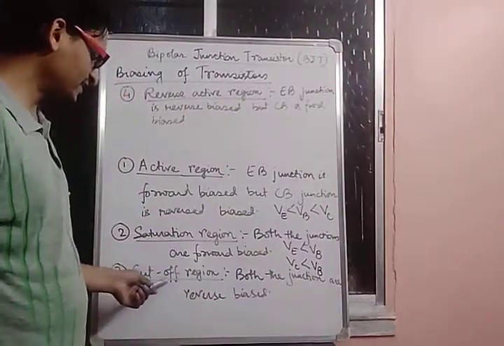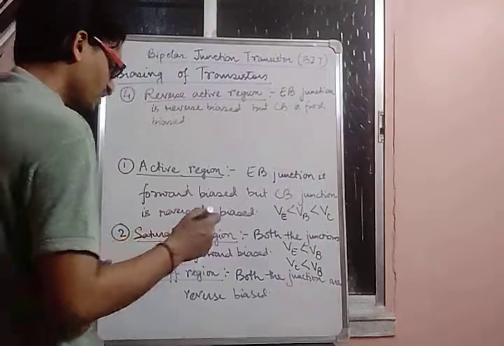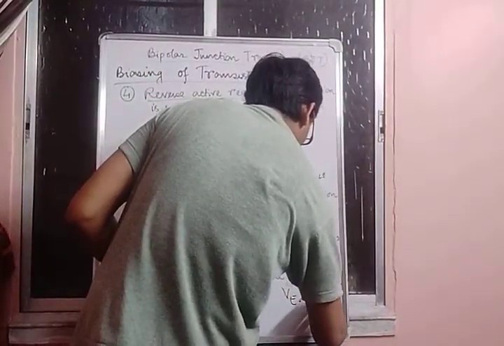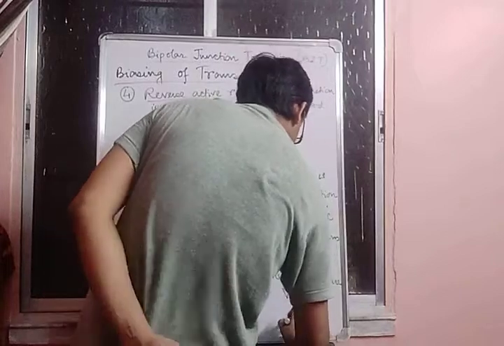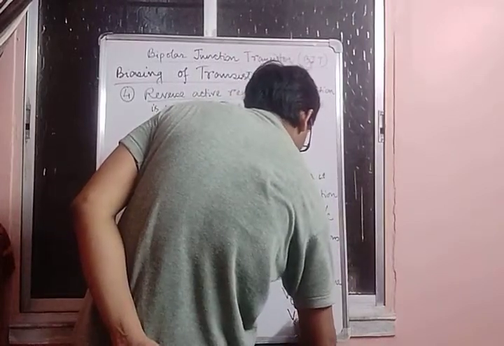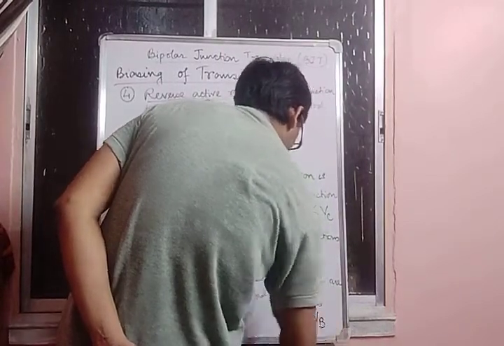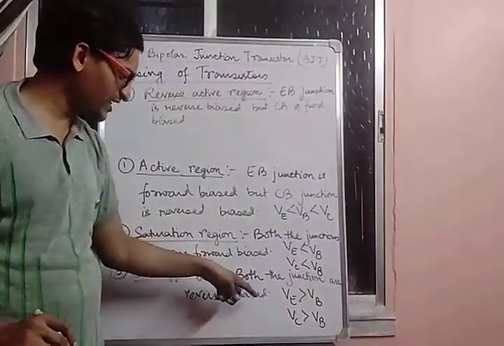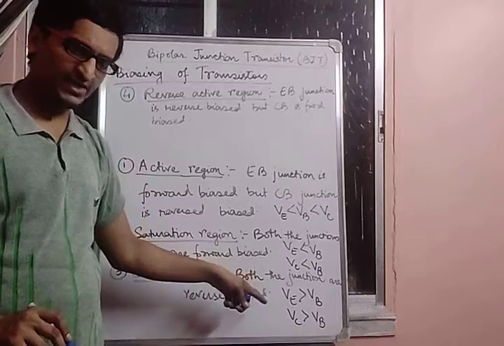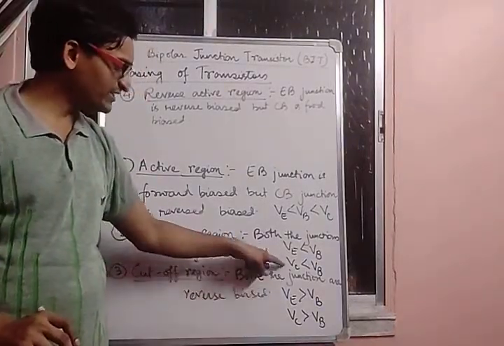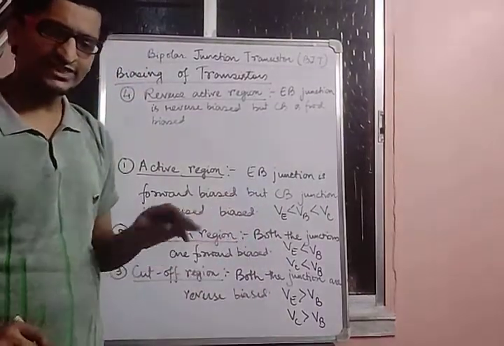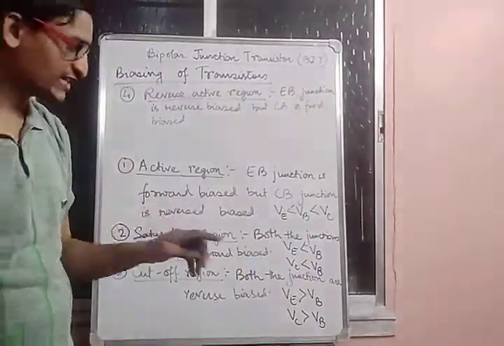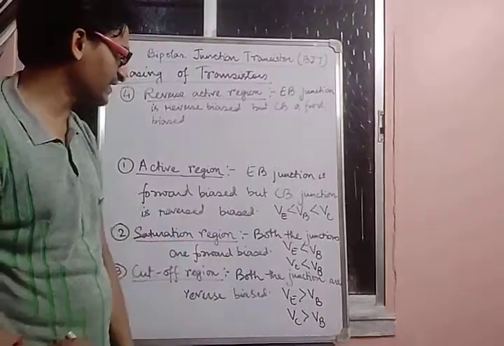For an NPN transistor operating in cutoff region, your emitter terminal voltage should be greater than your base terminal voltage, and your collector terminal voltage should also be greater than your base terminal voltage. So this is for your NPN transistor operating in cutoff region. Be careful, for a PNP transistor, just the inequality sign will get reversed. This is just for an NPN transistor.